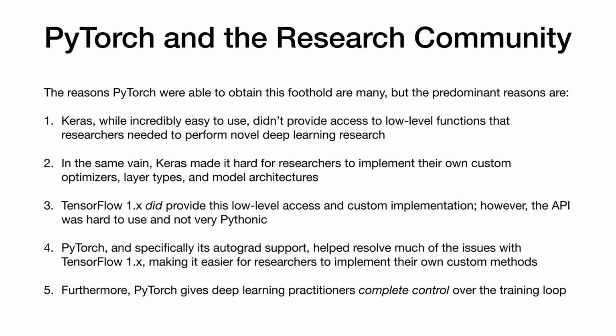So PyTorch came along, and with its Autograd support, it helped resolve a lot of the issues that people were facing with TensorFlow version 1, and it made it easier for researchers to implement their own custom models, optimizers, and layer types. And probably most importantly, PyTorch really gave researchers complete control over their training loop. With Keras, you were just calling model.fit and passing in your training data and your validation data. PyTorch doesn't have this concept of a model.fit call. You are responsible for implementing that fit method. You have complete control over that training loop, which of course aligns perfectly with the missions of the research community, because due to their custom implementations and their experiments, they need that level of control.